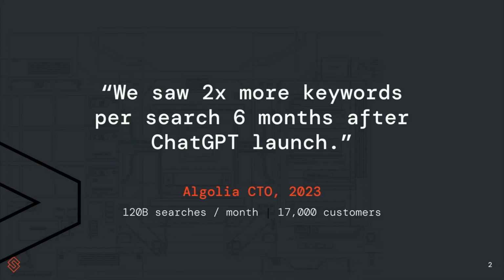I'll start with one stat to kick us off. Algolia search, often e-commerce search. They have 17,000 customers, hundreds of billions of queries per month. The CTO said that 6 months after ChatGPT launched, they saw a doubling of the number of keywords in typical queries, right? People are getting trained on running complicated queries. When you give people a search box, they'll type in a bunch of things, and they expect that your system can deal with that, right? So that's the problem. How do we make that happen? Because we kind of have to now.